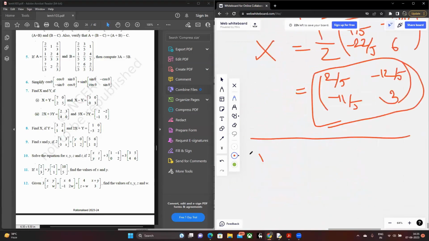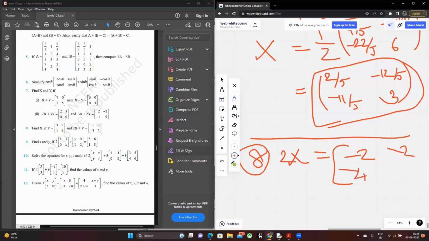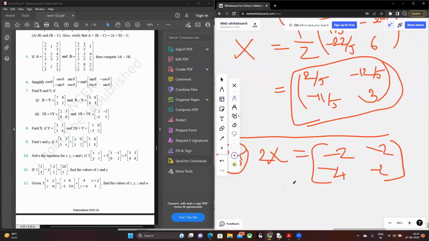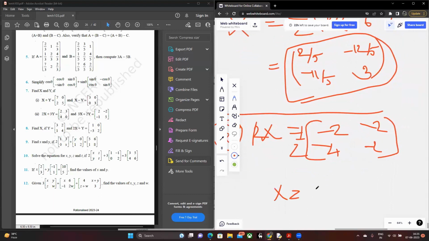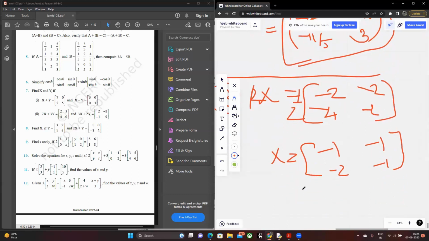Question number 8. Find x if y is this, and 2x plus y is going to be this. So we have 2x is equal to this minus y. That is going to be 1 minus 3, that is minus 2. This is 0 minus 2, that is minus 2. This is minus 3 minus 1, that is minus 4. And 2 minus 4, that is again minus 2. Therefore, when you do 1 by 2 over here, you have x is equal to minus 1, minus 1, minus 2, minus 1. And there is the answer.